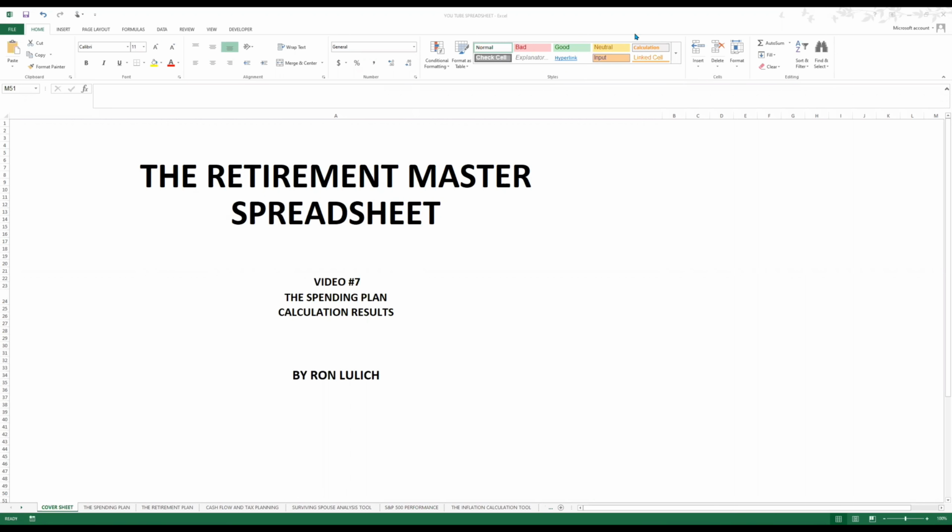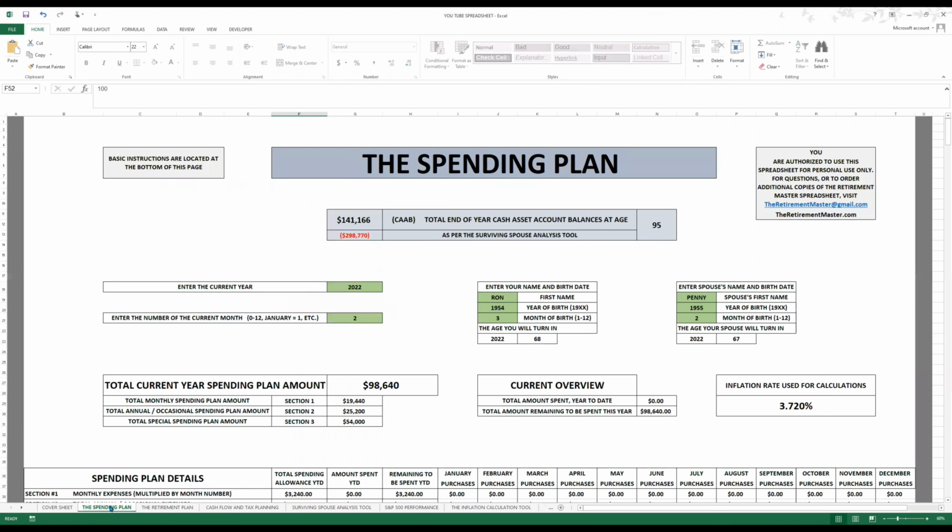Just to kind of bring you up to speed, I have gone through the spending plan and the retirement plan sheets that we have reviewed, and I have filled in all of the green highlighted cells. And so now the spreadsheet is, for all intents and purposes, calculating everything. So I'm going to go down here to the spending plan tab, and I'm going to bring the spending plan up. And the first thing I want you to see is this block of cells right here.